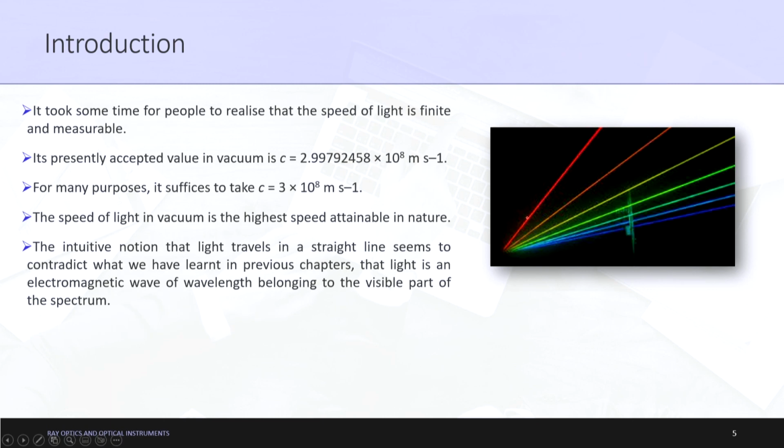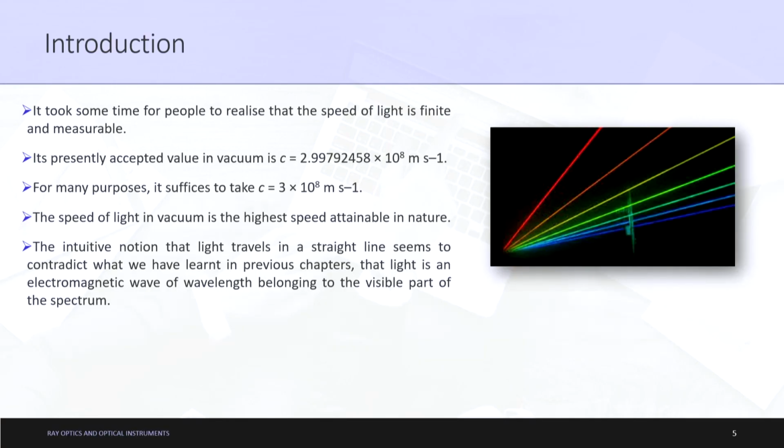The next part. When research was being done, when light was being analyzed, even from the sun or from any artificial source, it took some time for people to realize that the speed of light is finite and measurable. It is not infinite. In very old studies, it was understood that the speed of light is infinite and cannot be measured. But when more research was done, it was found that it is a finite value. Though it is large, it is finite. What was the value?